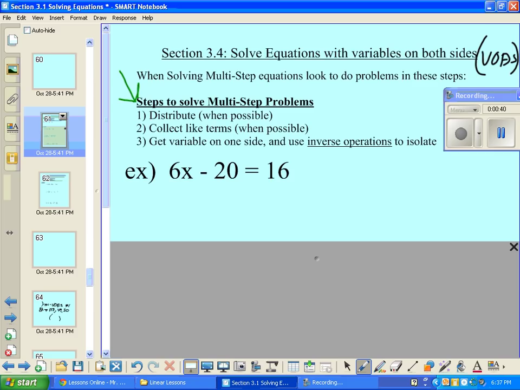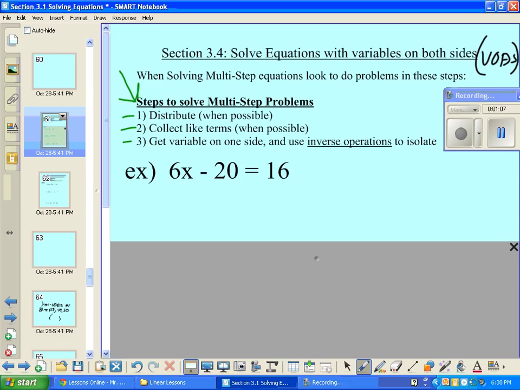Otherwise, when you're going through the steps of solving problems, even in this section, I still want you to start out by distributing when possible. If there's somewhere to do that in the problem, that's the first step I want you to do, whether it be on one side, or you have to do it twice, or whatever it may be. I want you to distribute when possible. Then I want you to still collect like terms when possible, if you can do that on one of the two sides.